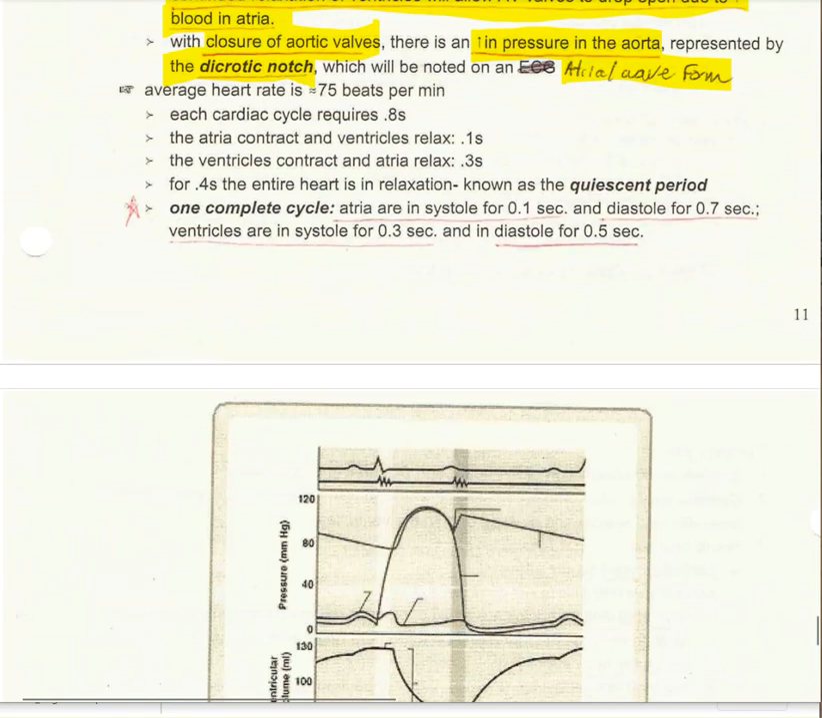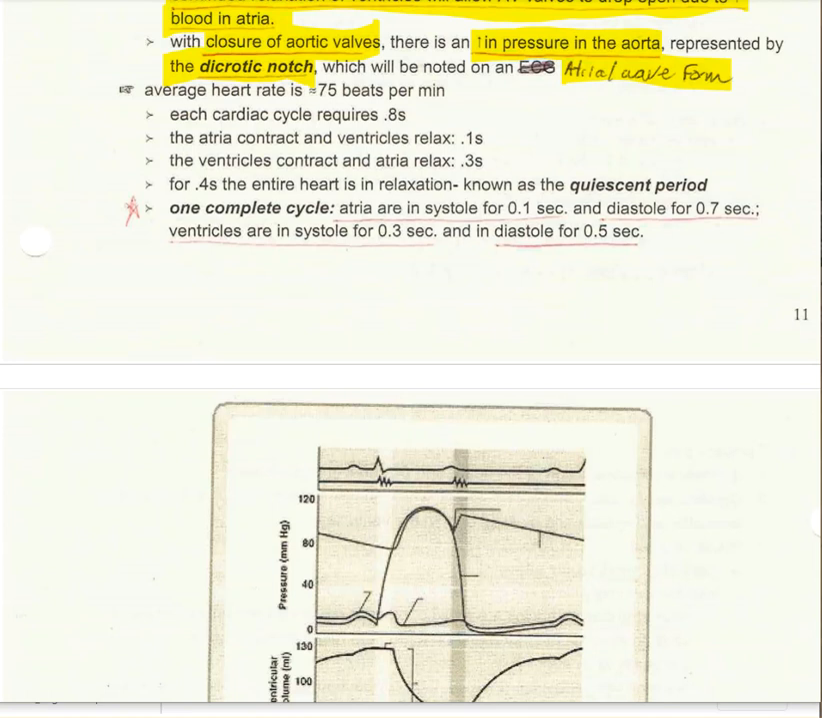So a couple quick things before we move on to our last topic. Average heart rate is 75 beats per minute. It could be anywhere from 60 to 80, but let's just pretend we're using that number. So each cardiac cycle requires about 0.8 of a second, right? It has to beat more than once per second. The atria are contracting for about 1/10 of a second of that, and the ventricles are contracting for about 0.3 of a second for that.